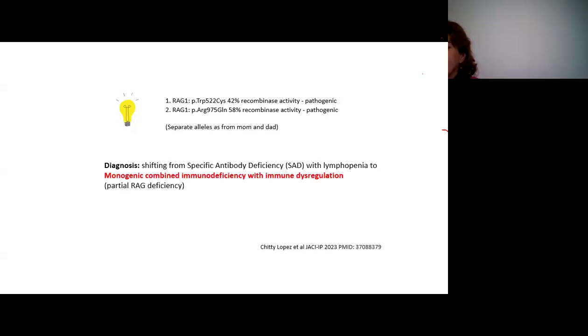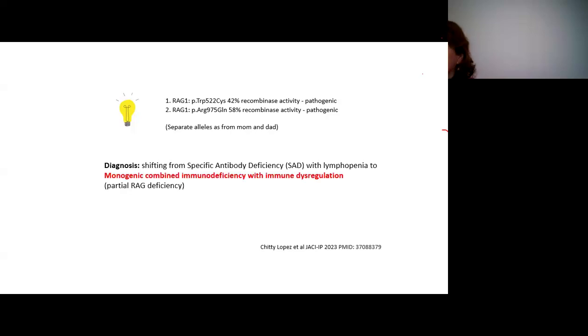So this was a genetic testing result of this patient. She had 2 RAG mutations, one coming from mom and one from the dad. Both of them were hypomorphic variants with a relatively high recombinase activity of around 50%, 42 and 58, and they were both reported as pathogenic. So does it change your mind about this patient?